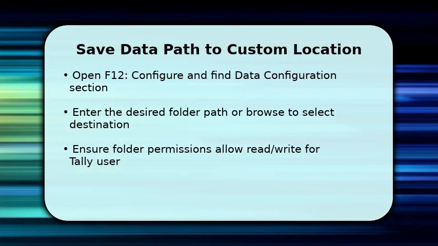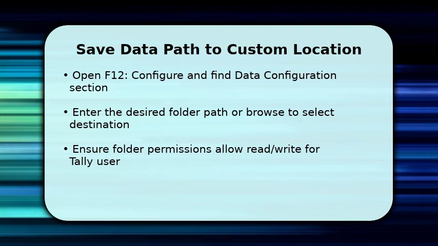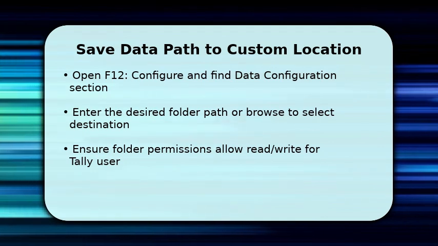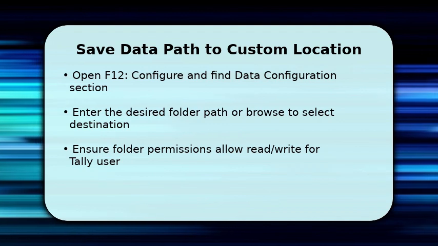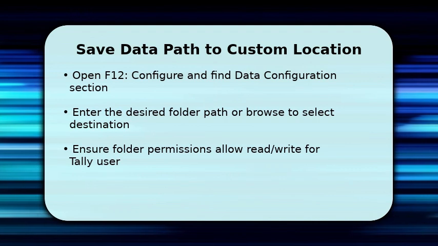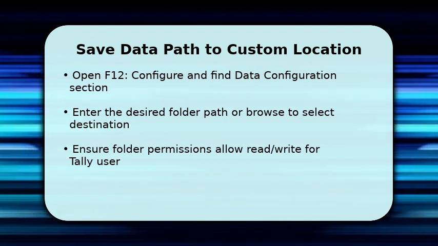You now move to the Data Configuration area. Press F12 for Configure and locate the Data Configuration section where Tally accepts a custom path. Once there, type or browse to the destination folder path you want Tally to use and confirm the entry. This tells Tally where to store and read company data. Also make sure the folder has proper read/write permissions for your user. Otherwise, Tally cannot create or update files, which would break saving and backups.